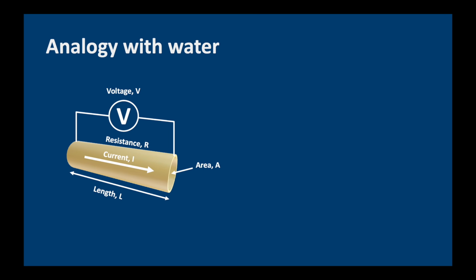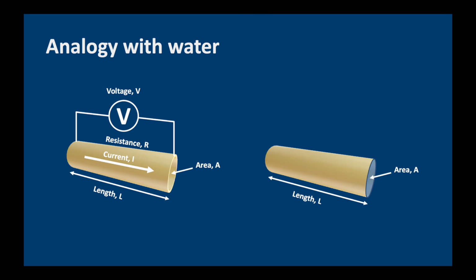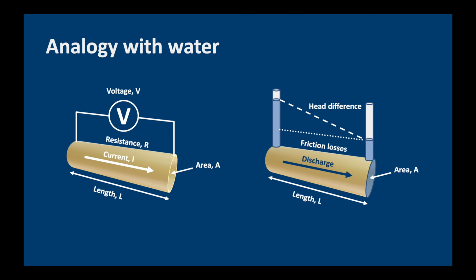The flow of electricity in a wire can be visualized as a pipeline filled with flowing water. The current in the wire is equivalent to the discharge of water in the pipe. The resistance in the wire is equivalent to the friction losses in the pipe, and the voltage across the section of the wire is equivalent to the pressure gradient in the pipe.